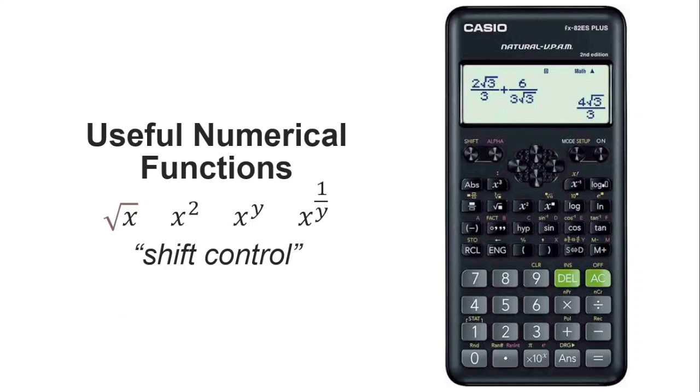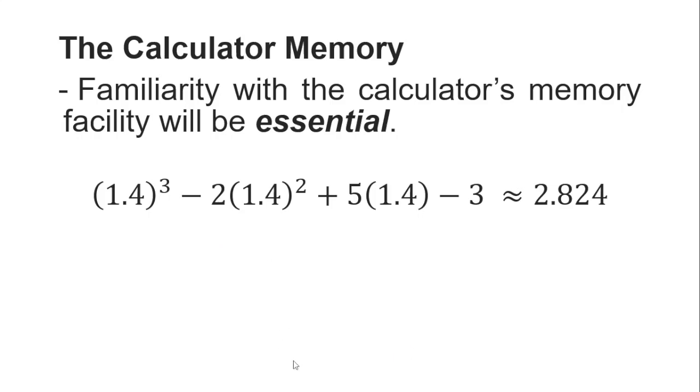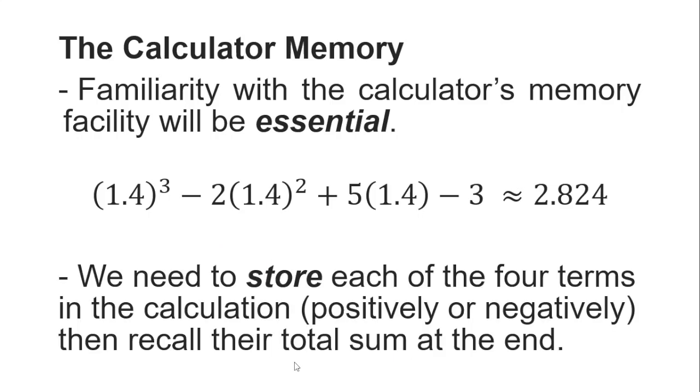So the next topic is the calculator's memory. It is very essential, and we have this topic: we need to store each of the four terms in the calculation positively or negatively, and then recall their total sum in the end. This is very useful, but if you have a scientific calculator, you can plug all of that in and it will give you the correct answer. But I will teach you how to store. So let's go back to our calculator.